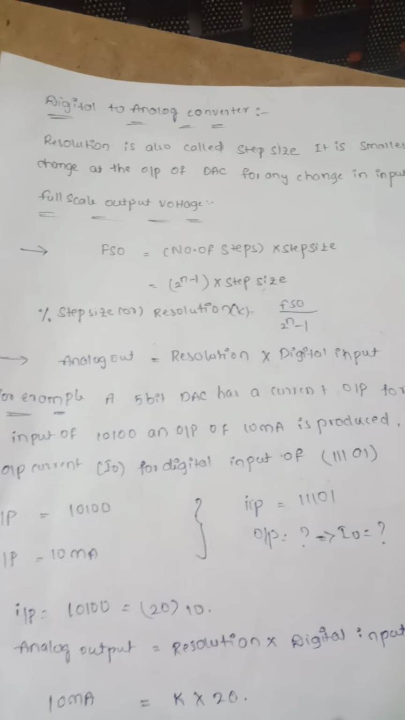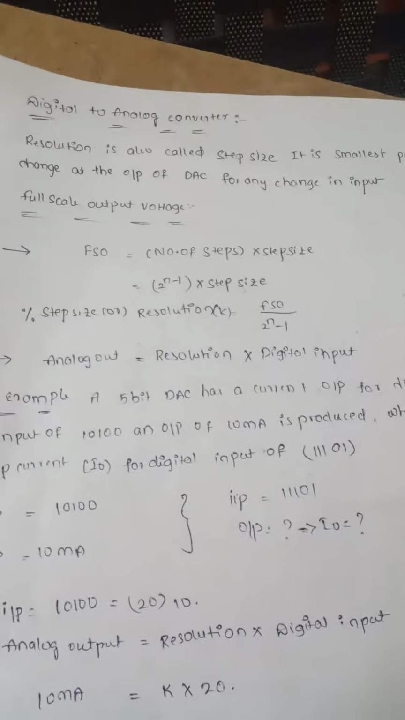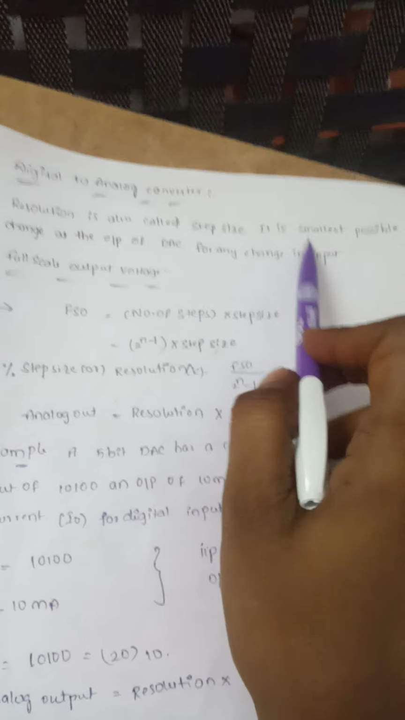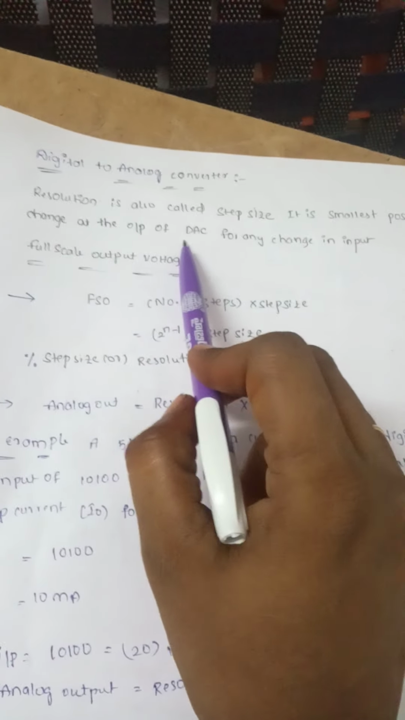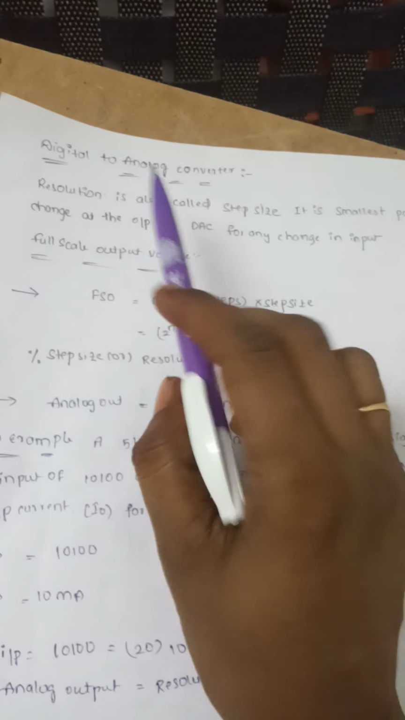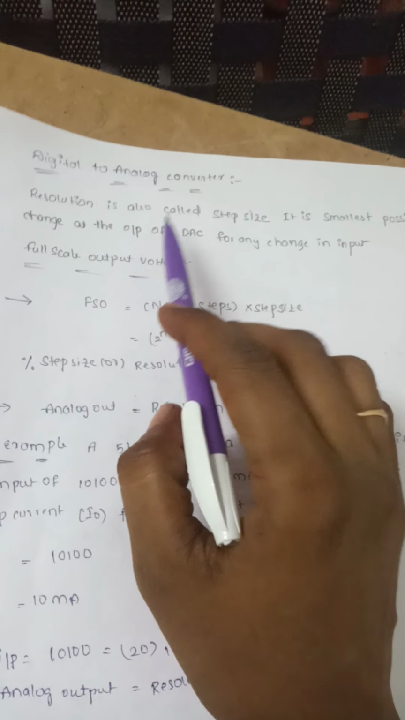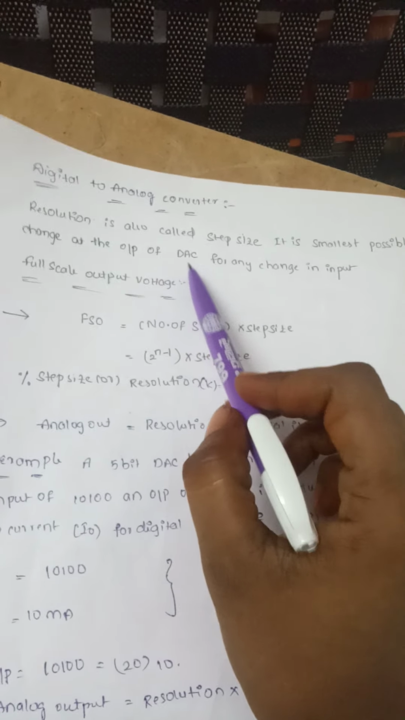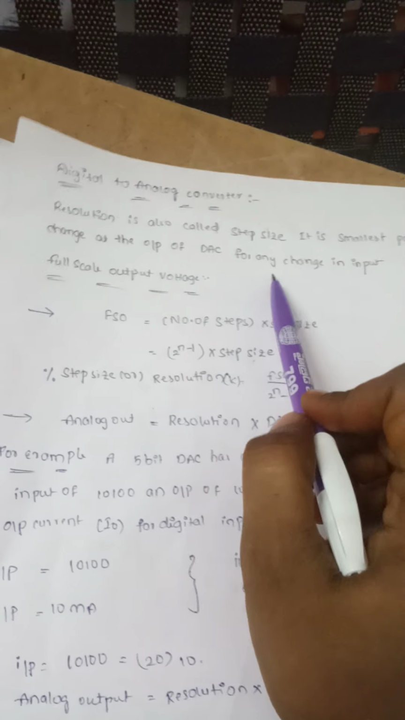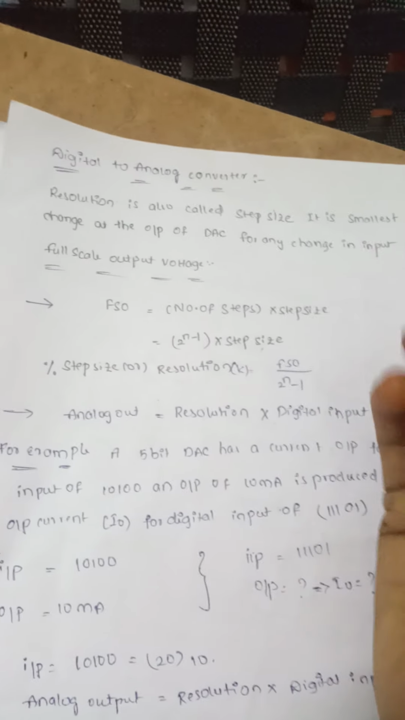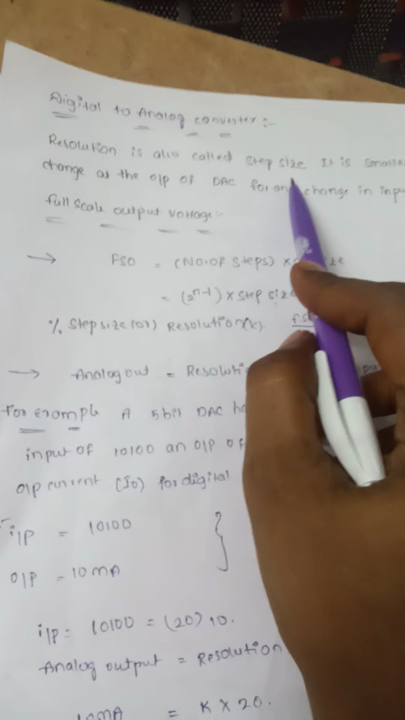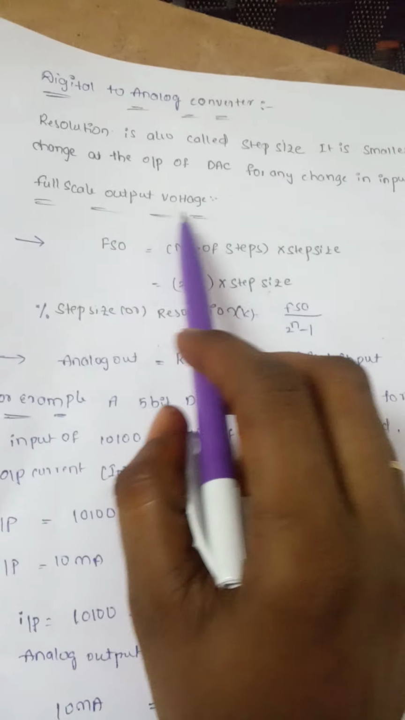For converting digital to analog, you have to know about resolution. Here resolution is also called step size. It is the smallest possible change at the output of digital to analog converter for any change in input. Means for a small change in input, what amount the output will change, that is known as resolution or step size.